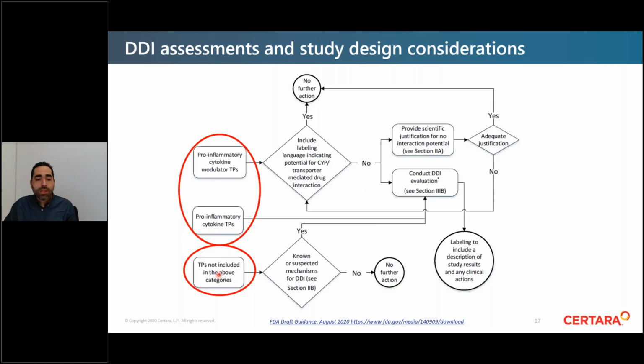For the other categories, this will really be case by case, depending on the suspected mechanism. So they are recommending conducting a clinical DDI study to assess those risks, without any precision for this case, because this will be quite diverse and complex situations. And in any case, the results of the clinical DDI studies need to be described in the labels of the drugs later.